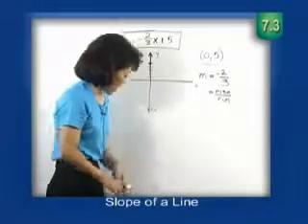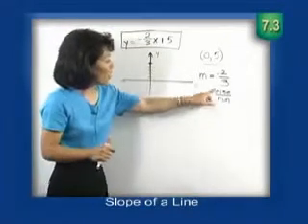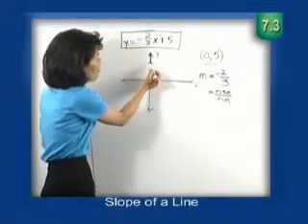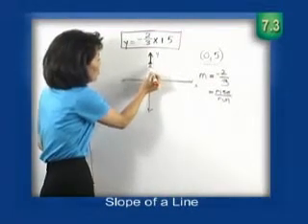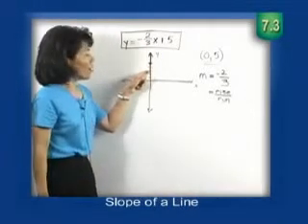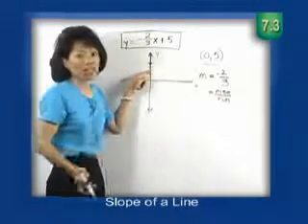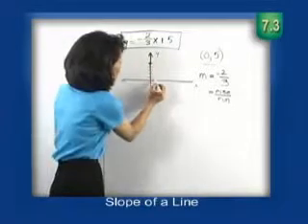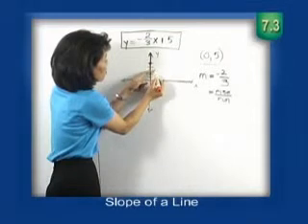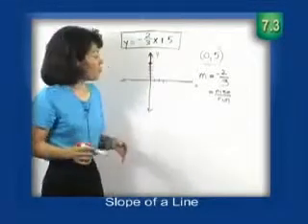Since our slope is negative 2/3, the rise is negative 2. Since the rise is negative 2, from the y-intercept we're going to go down 2 points. 1, 2. So now we're here at y equals 3. The run, on the other hand, is positive 3. When we go positive 3, that means we run in the direction that x is positive, which is to the right. 1, 2, 3.